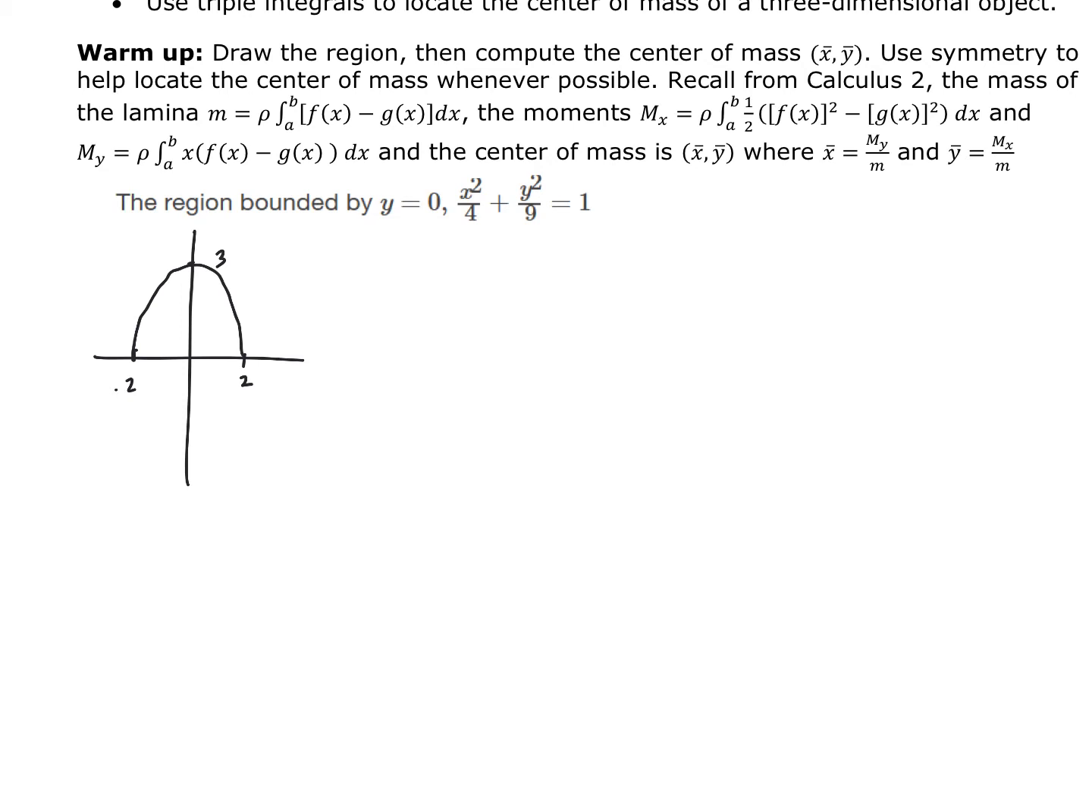Now, we know that the center of mass is going to be somewhere along this y-axis because that's the halfway mark for our x. And so we know that our x bar will be 0. So we're going to use the fact that we have symmetry, x bar is equal to 0. What I need to do, though, is find my mass, and I also need to find my m of x. So I'm going to find my mass.